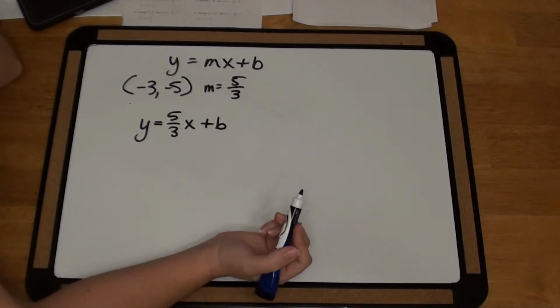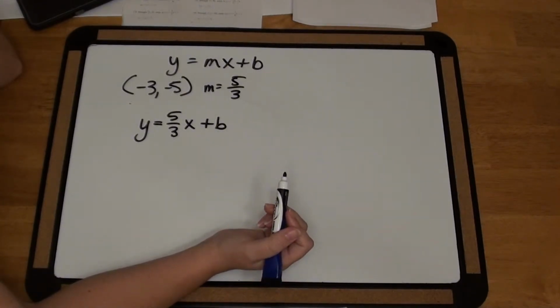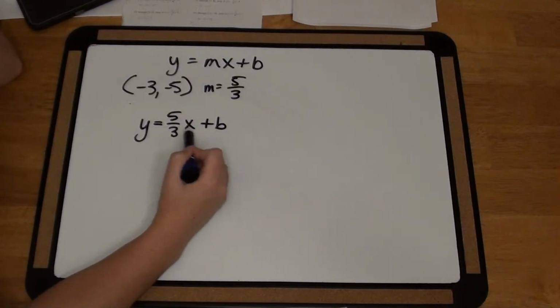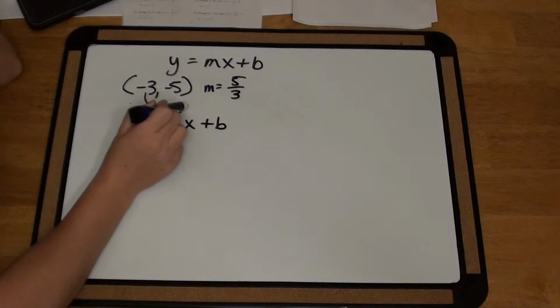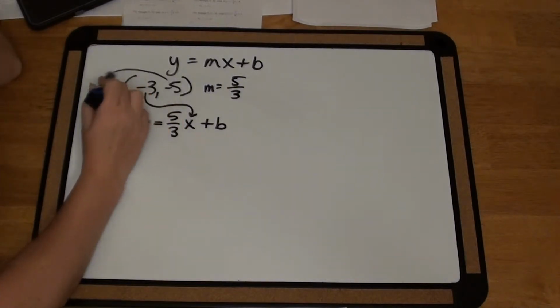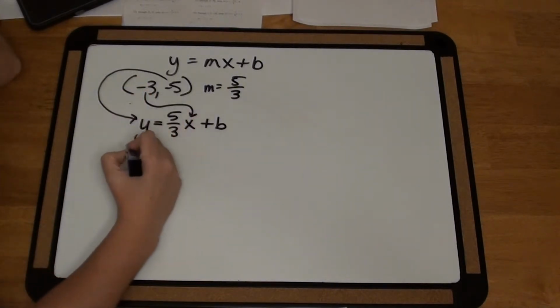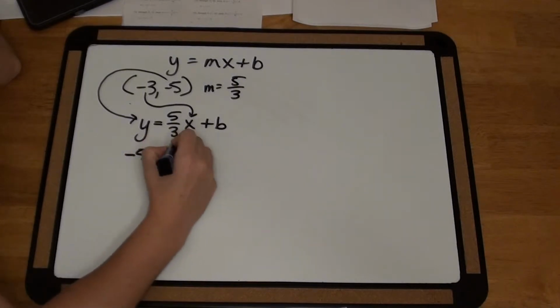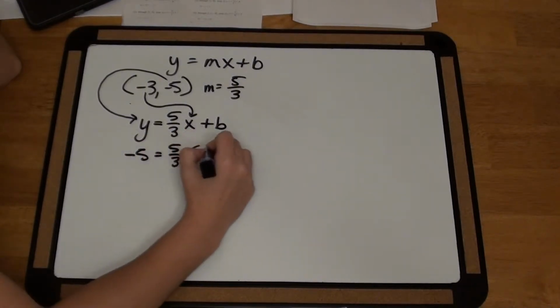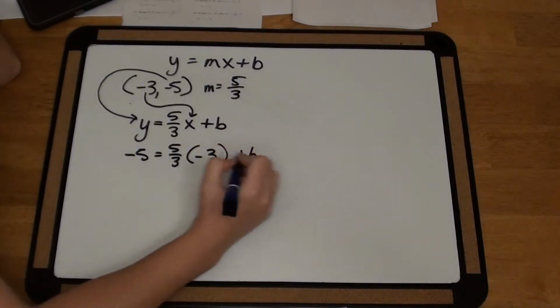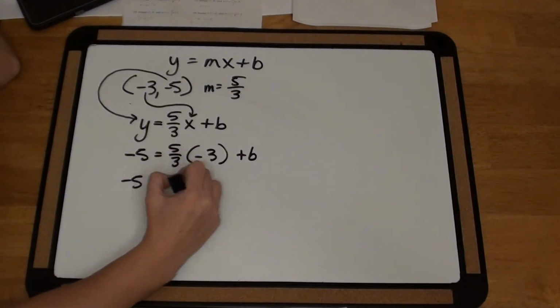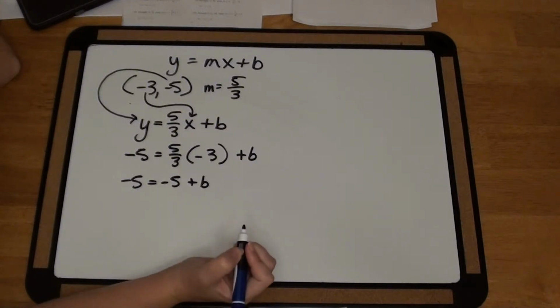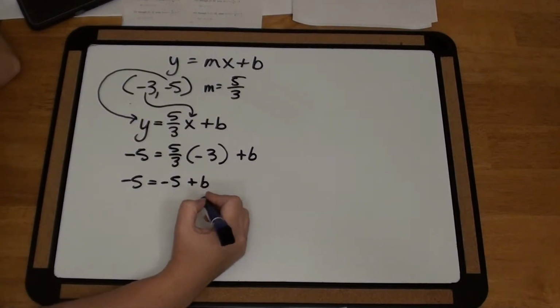Now we need to find our y-intercept. We find our y-intercept by replacing the x and the y value with this x and y value. So this is my x value, it goes into my x. This is my y value, it goes into my y. -5 equals 5/3 times -3 plus b. -5 equals -5 plus b. My b must be 0.